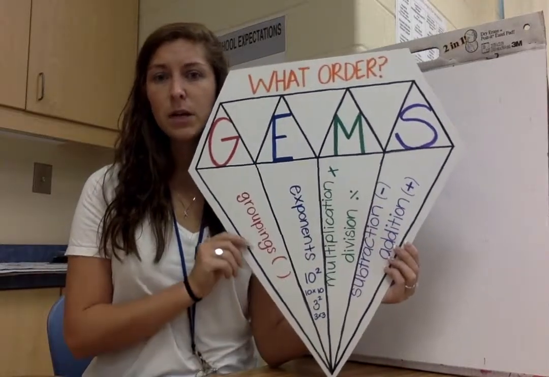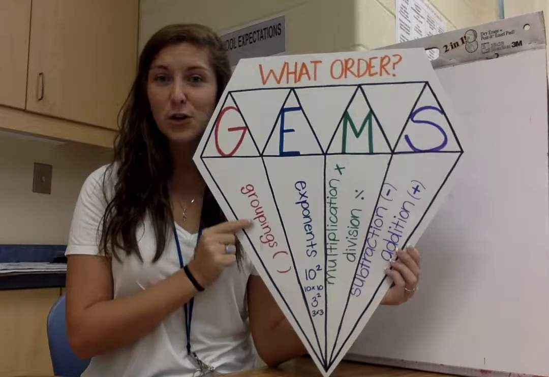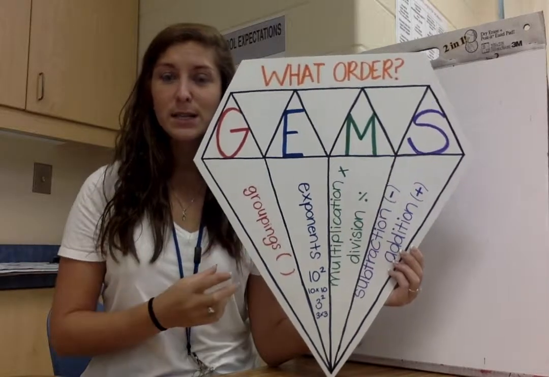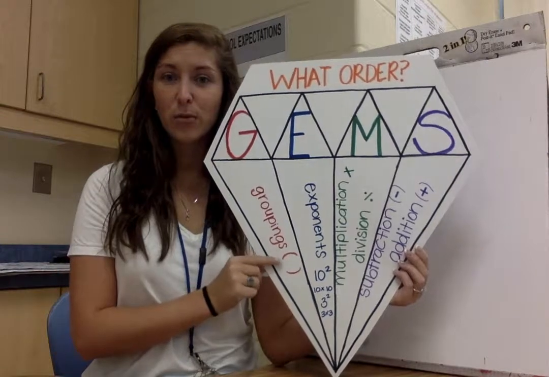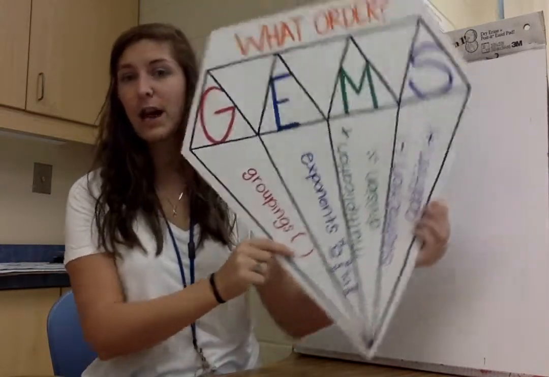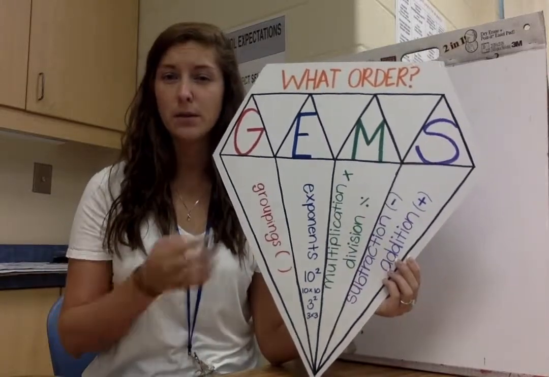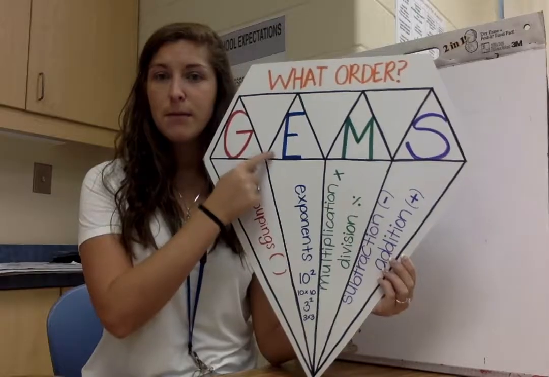Okay, so when we look at GEMS, the G stands for groupings, and the groupings that you guys are going to see in the 5th grade are parentheses. So they kind of look like that, and usually they're going to have 2 numbers inside of them doing some type of operation. They might have more, it just depends. The next letter is E.